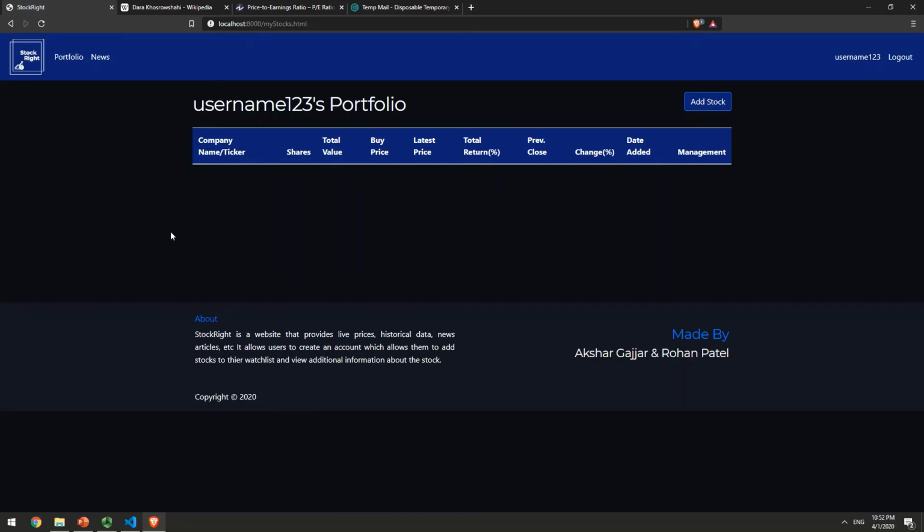Now you can do this for as many stocks as you want. The database is a fairly small data. It doesn't store all of this information. Like I said, most of this information is dynamically obtained from the API. So the database can handle quite a bit of data.